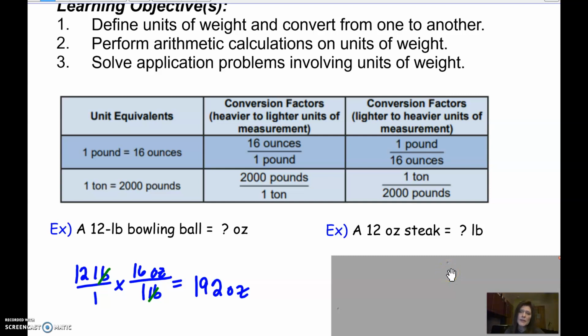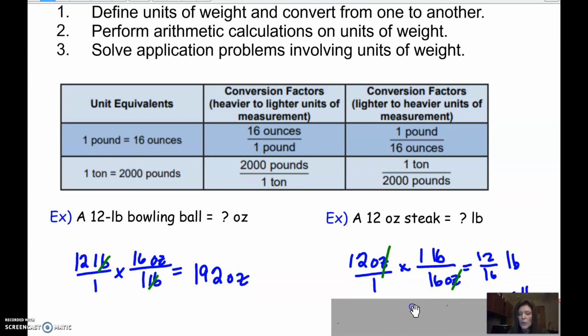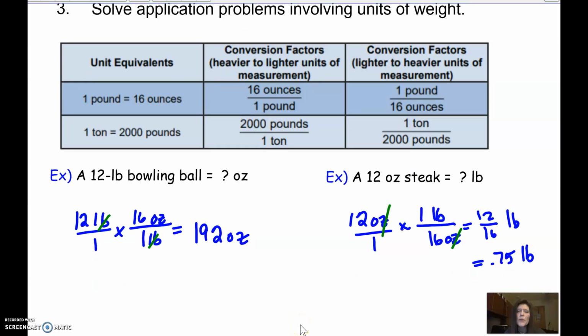All right, what about the next one here? This time I'm going from a 12-ounce steak and I want to know how many pounds is that steak. It's the same conversion factor, but there's a difference, right? So this time, when I have 12 ounces over 1, I change my conversion factor to the 1 pound over the 16 ounces because I want the ounces to cancel. So then I get 12/16 pound. Well, we know that's going to be 0.75. It's 0.75 pounds, 3/4 of a pound.